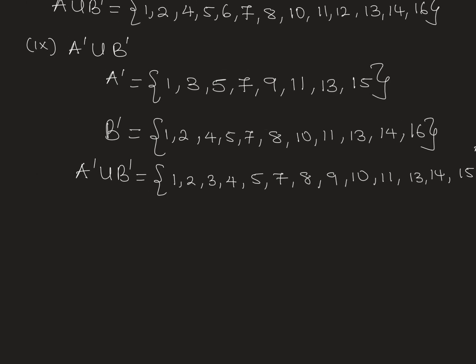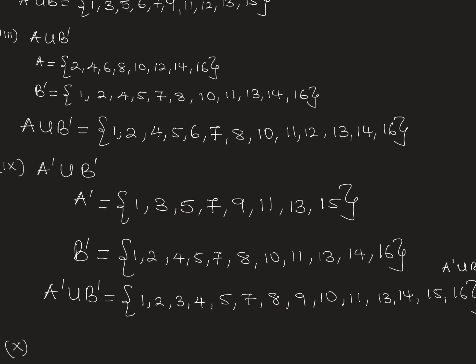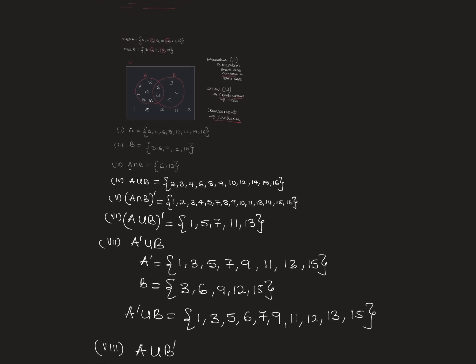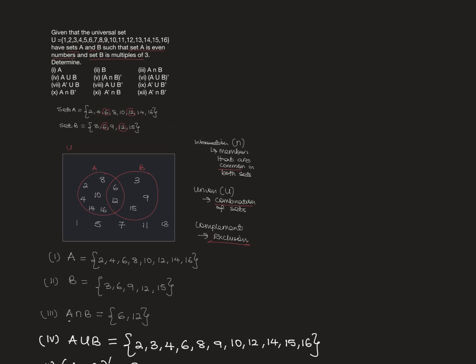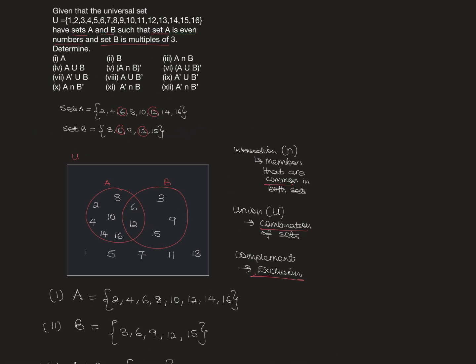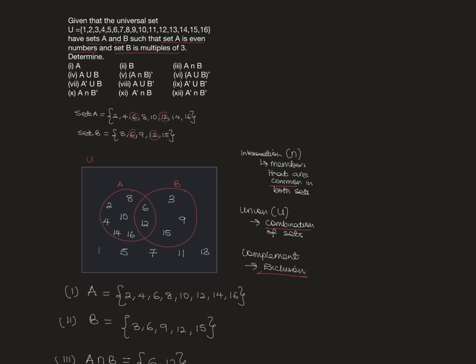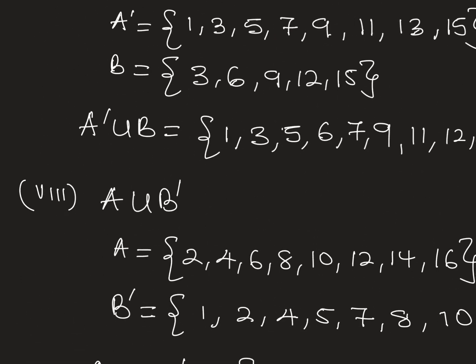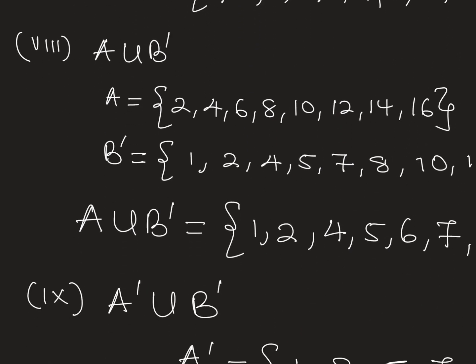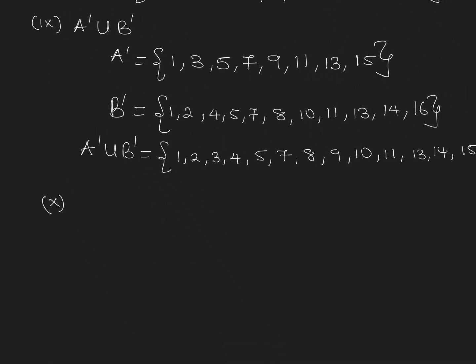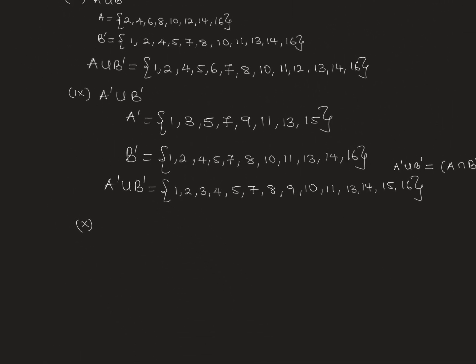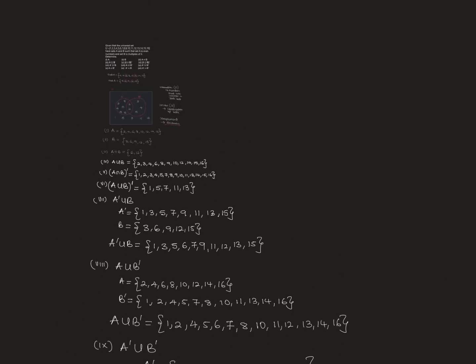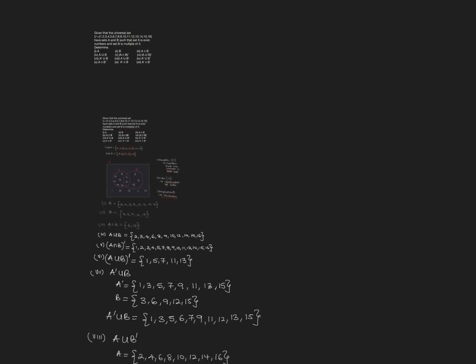So what is question 10? Let's go and find out. Question 10 is A intersection B complement. That is what we are trying to find as question 10.